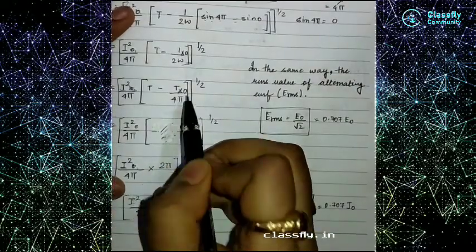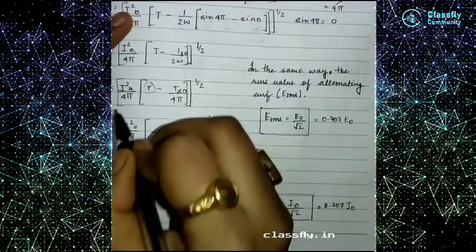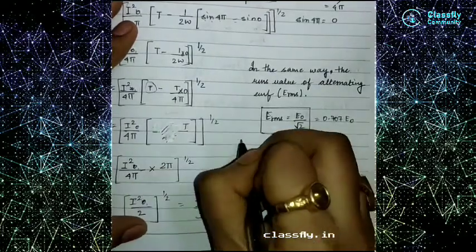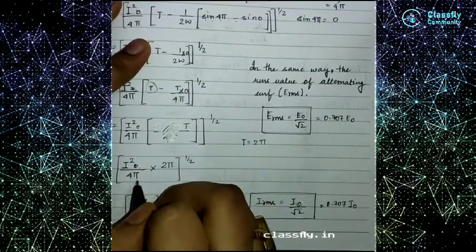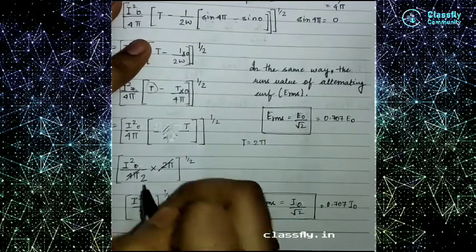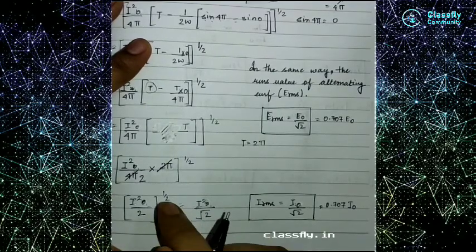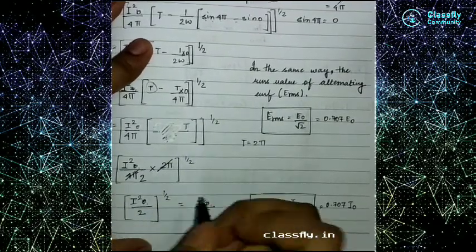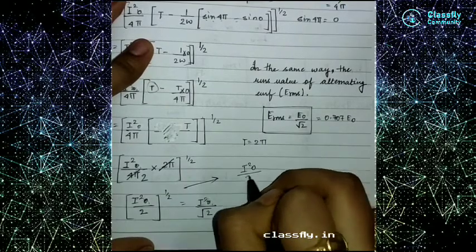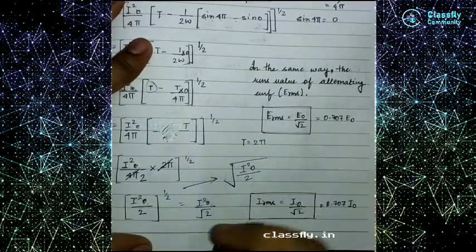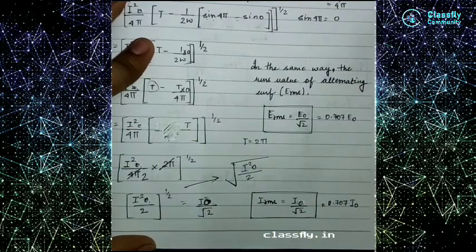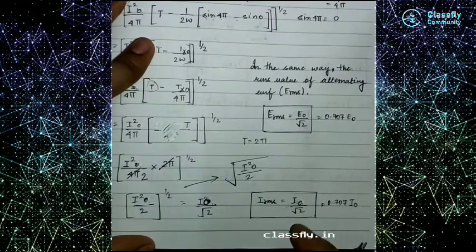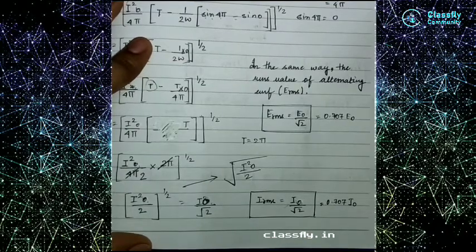When we multiply with 0, we get T only, because this T is left. We know that T is equal to 2 pi, our full cycle. So we write 2 pi here and 4 pi. When we cut 2 pi by 4 pi, we get 1 by 2. So we get I naught squared by 2 under the root, which is I naught by root 2. So our IRMS is I naught by root 2. When we solve 1 by root 2, we get 0.707 I naught.